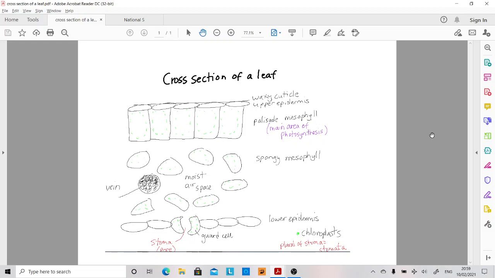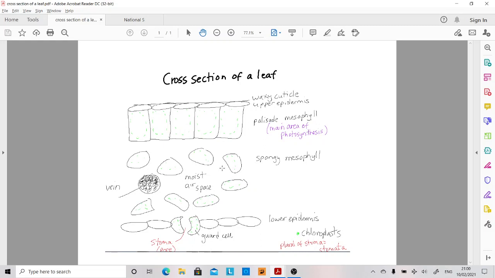The palisade mesophyll gets its name, palisade, from the cells standing up on their ends, and mesophyll is a word to do with plant cells that do photosynthesis. So the palisade mesophyll is actually the main area of photosynthesis in a plant. It's got lots of chloroplasts inside each cell, and those little chloroplasts move round so that each one gets a turn at being near the sun.